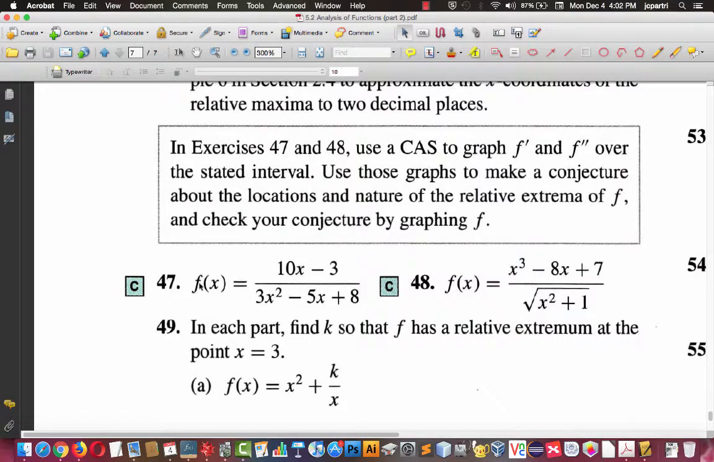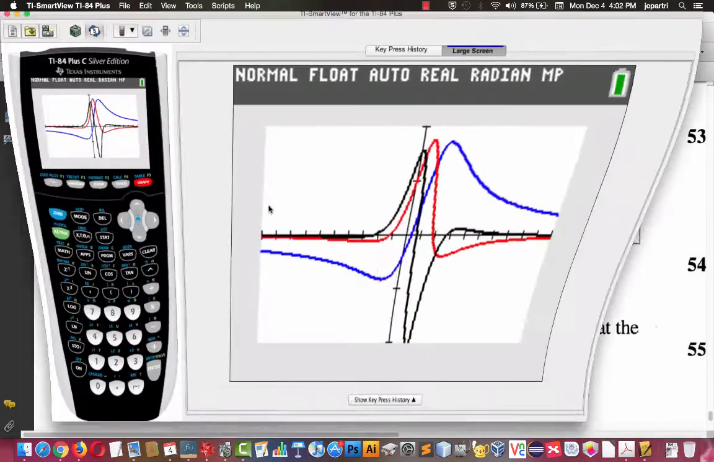So what I've decided to do is take number 47 with the given function. Now they said use a computer algebra system to graph f prime and f double prime over the stated interval. And so I am going to use the TI84. Use those graphs to make a conjecture about the locations and nature of relative extrema of f, and check your conjecture by graphing f. So okay, here we go.